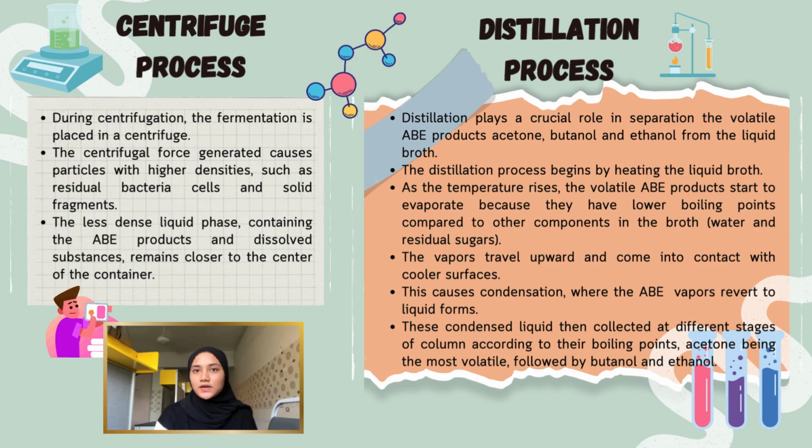As the temperature rises, the volatile ABE products start to evaporate due to their lower boiling points compared to other components like water and residual sugars. These condensed liquids are collected at different stages of the column according to their boiling points, with acetone being the most volatile, followed by butanol and then ethanol.